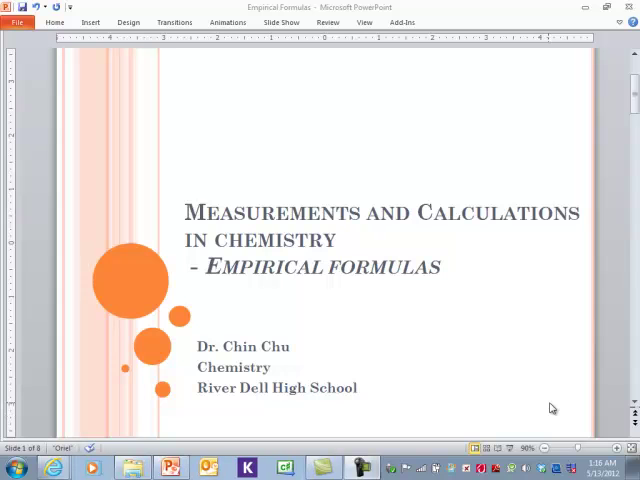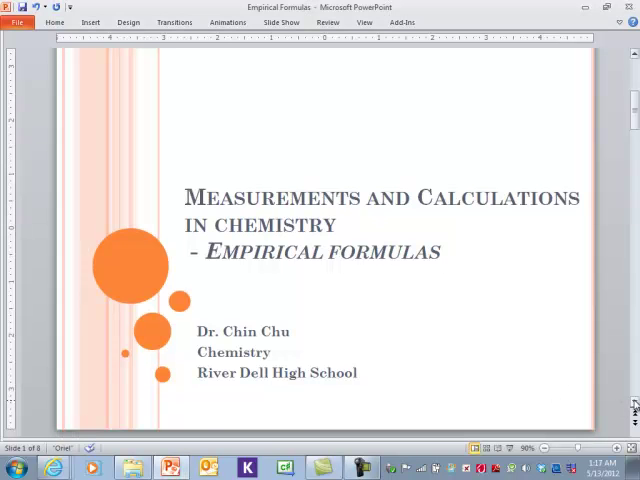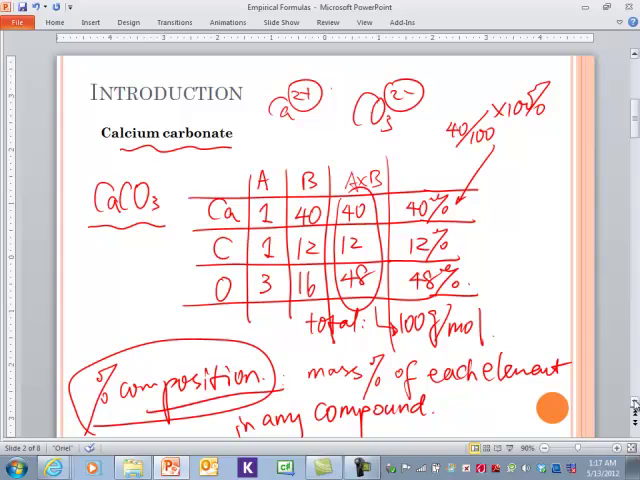For today's topic, we're going to discuss empirical formulas. And first, let me introduce you to this concept. This is a very busy slide, and let me guide you through it. But you've seen that before in a previous podcast regarding the percent composition, as we talked about.